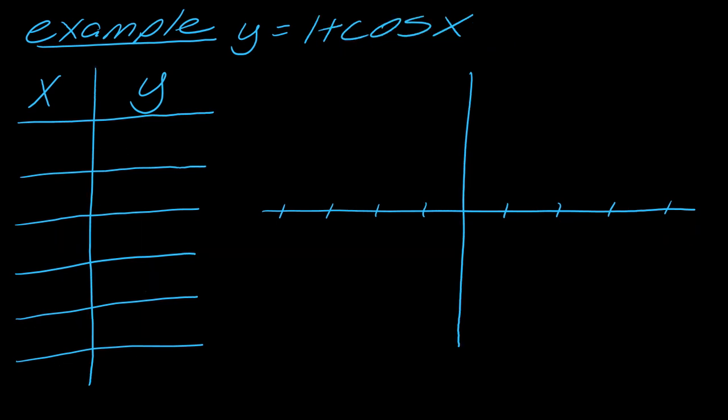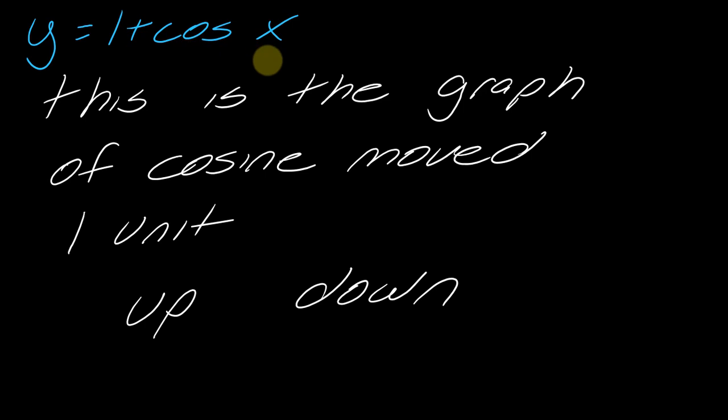So what about if I have just a vertical translation? What about 1 plus cosine of x? First of all, does this move 1 unit up or down? This is going to move 1 unit up. And the good news is this is significantly easier than when you have the horizontal translation. So that is the good news.